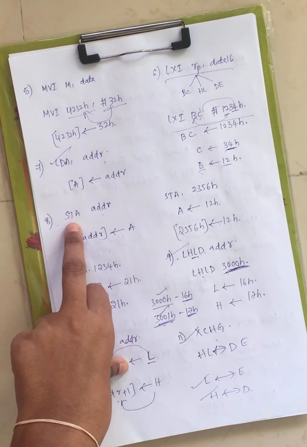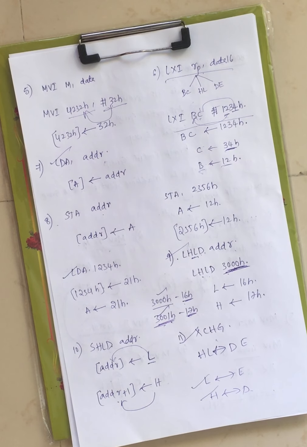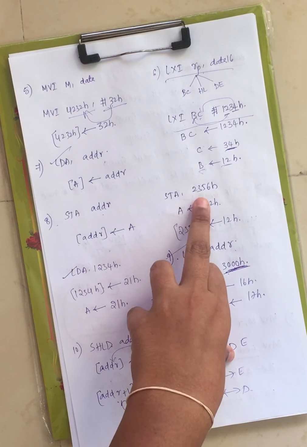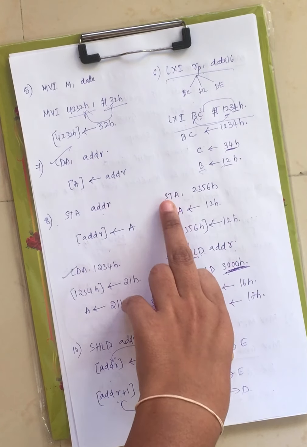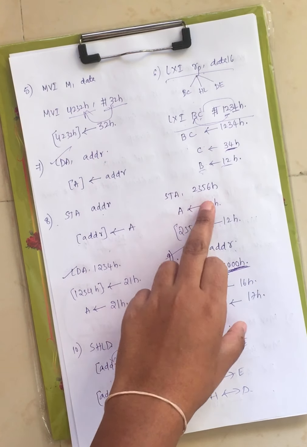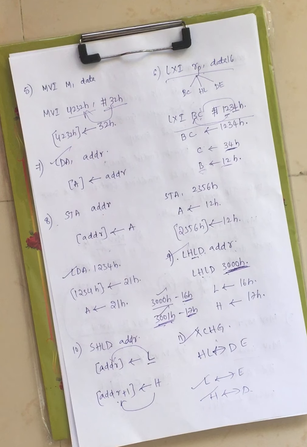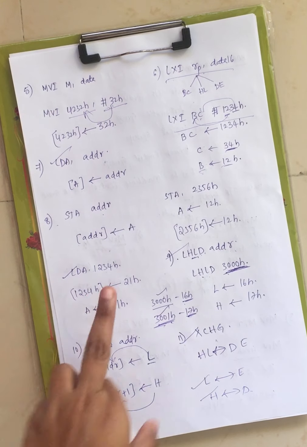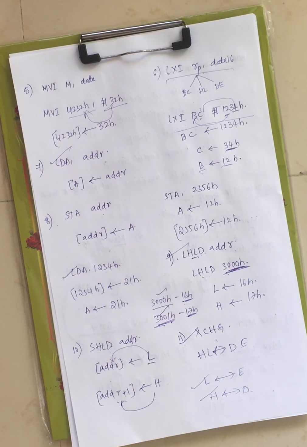Now coming to STA address, store accumulator address. Contents of the accumulator are stored in the address that is specified within the instruction, right? I have given an example, store accumulator 2356H, right? Now the accumulator is having some 8-bit data, say 12H. That data is moved to the memory location that is specified within the instruction. That means you are storing the contents of the accumulator into the memory location that is specified within the instruction, right?